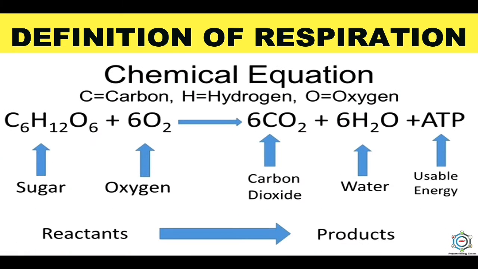So here, the overall equation for the oxidation of glucose is as follows: C6H12O6, that is the sugar, plus 6O2, that is oxygen. This forms 6CO2, that is carbon dioxide, plus 6H2O, that is water, and ATP, that is 2870 kilojoule energy, which is usable. So, sugar and oxygen are the reactants, and the products are carbon dioxide, water, and energy.